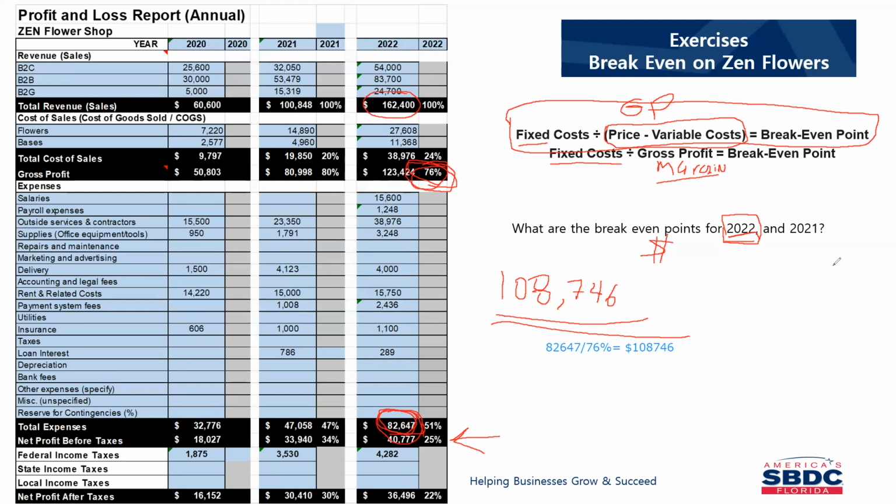So 82,647 divided by 123, that is 67 percent. I need to be at 67%. Remember, somebody put 67%. Break even is 67%. Latoya, you're correct. 67% is in percentage. That means if you take the 67%, it's the same as 108 in dollars.